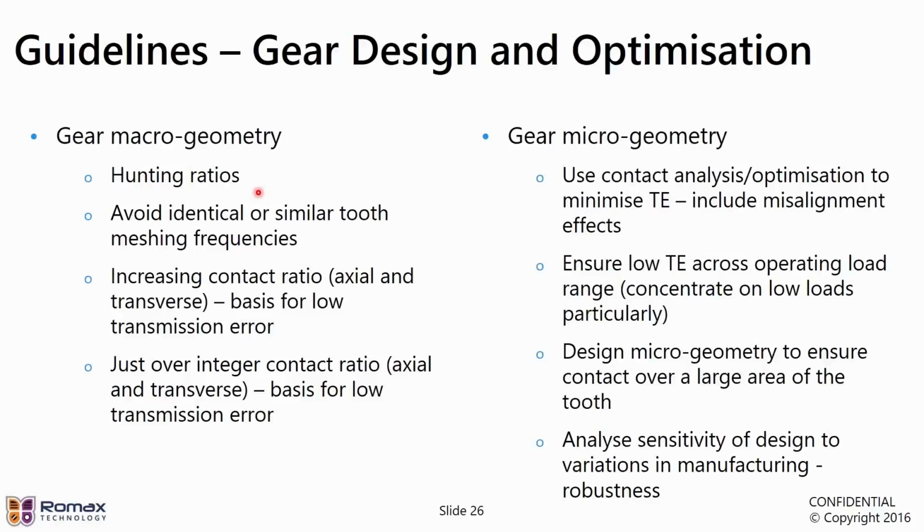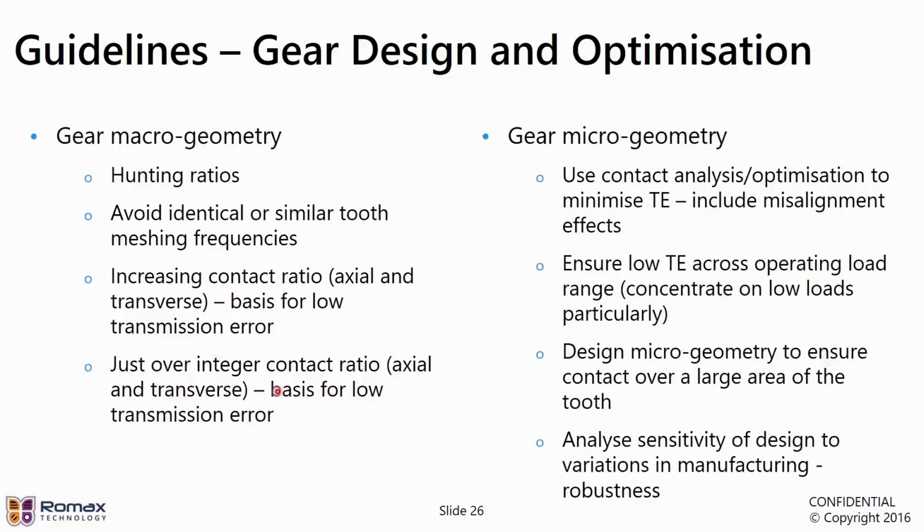Now, the best thing that you can do to reduce transmission error is design gears with large contact ratios, whether that's axial or transverse contact ratio, and that is the basis for a low TE design. Obviously, you're constrained by space. You may be constrained by the modules and the helix angles that you can use, which affect the contact ratio. But you want to be aiming for as large as you can get in a particular situation.